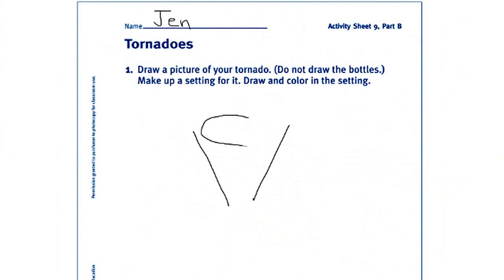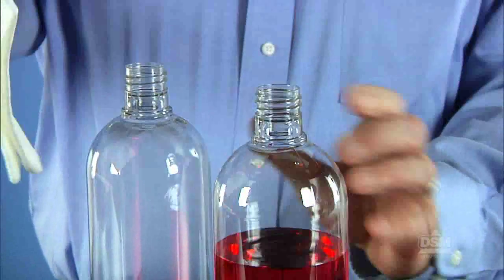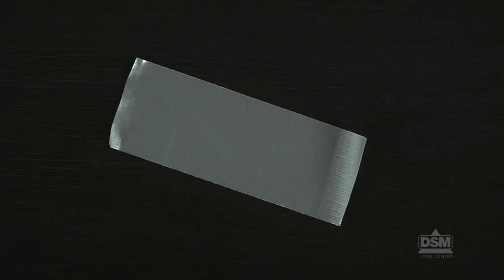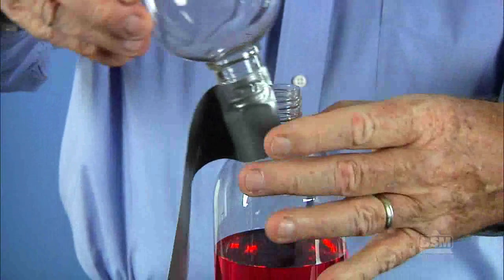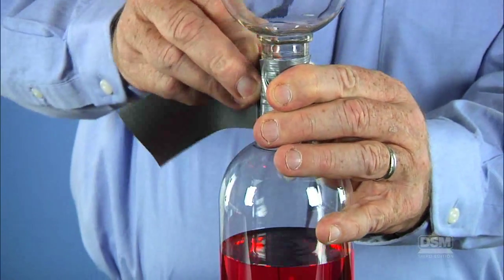Then, tell students to draw a picture of their tornado and answer question 2 on Part B of the activity sheet. When they are finished, make sure the necks of both bottles are dry and distribute a piece of duct tape to each team. Students should then place the empty bottle on top of the 3/4 full bottle, neck to neck, and tape the bottles together with the duct tape.